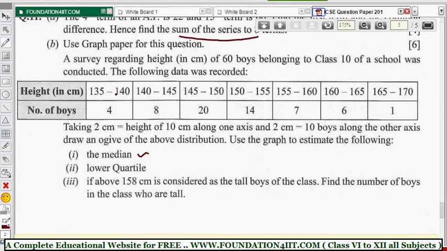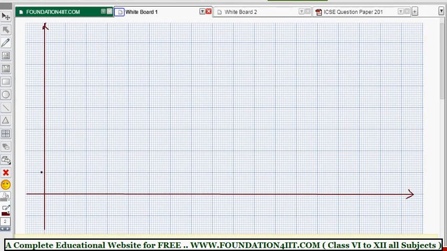So we start from 135. The first column is on the x-axis, the second is on y. So the first starting point is 135, not from 0, so you can use the kink symbol. We'll start 135, 140, 145, 150, 155, 160, 165, 170. Okay, this is the data. And on the y-axis it's the same: 10, 20, 30, 40, 50, 60, and so on.